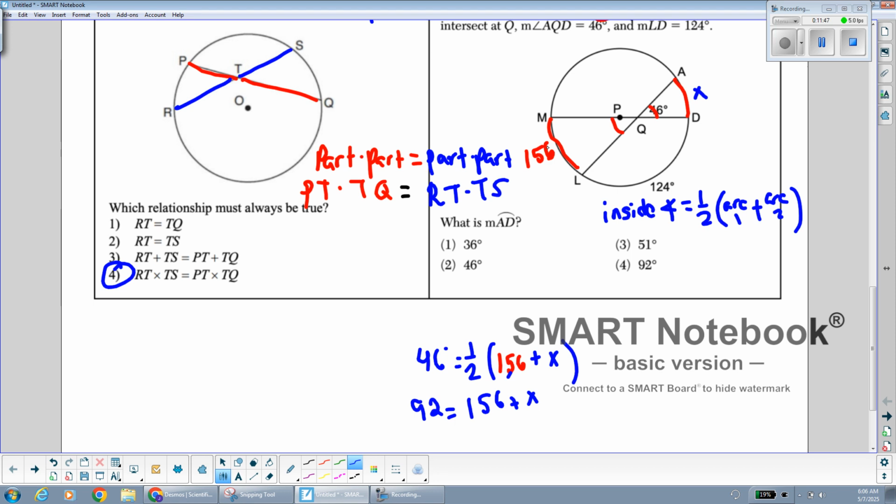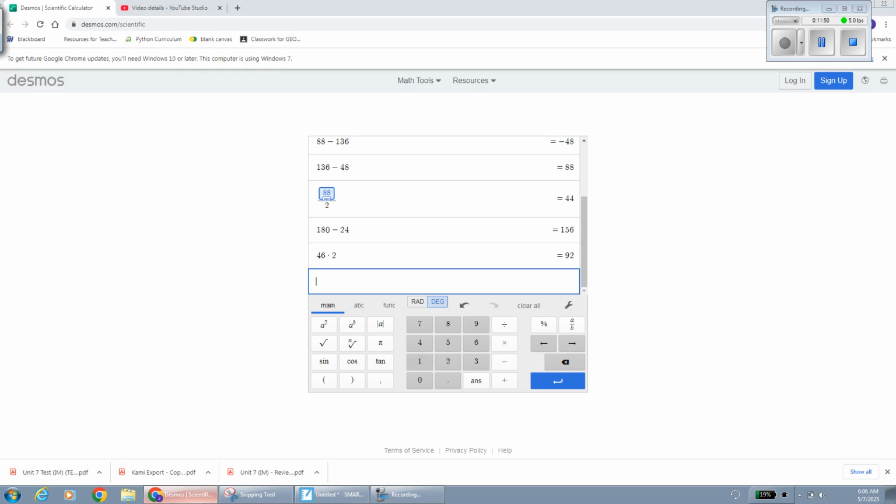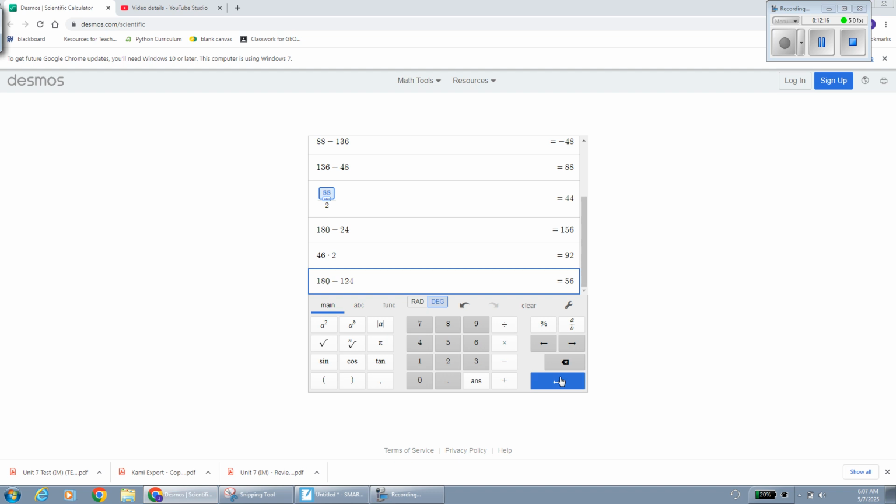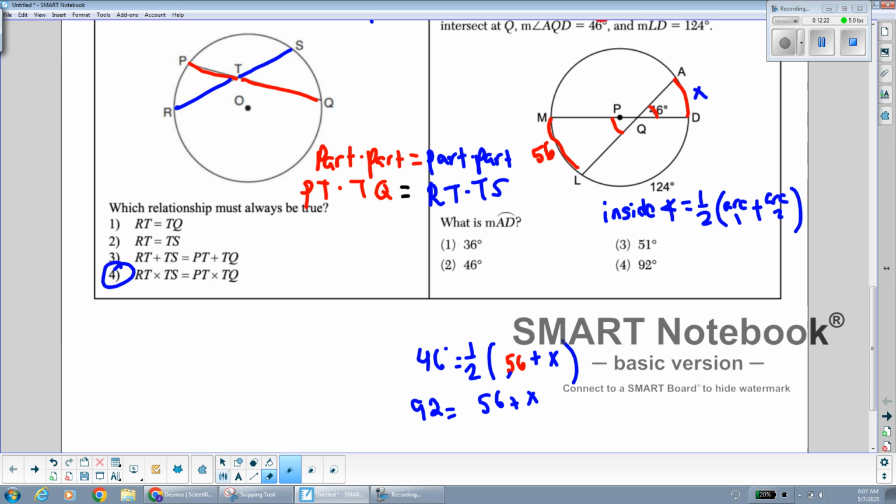Oh, sorry, I wrote 156. That was supposed to be 56. 180 minus 124 is supposed to be 56. I'm like, that does not make 180 degrees. And I would end up with a negative number here. That doesn't make sense. If we're seeing an arc on a circle, it needs to be a positive number. It can't be negative. So let me change that over here as well. Okay, now let me do 92 minus 56. And we have 36 degrees. There we go.